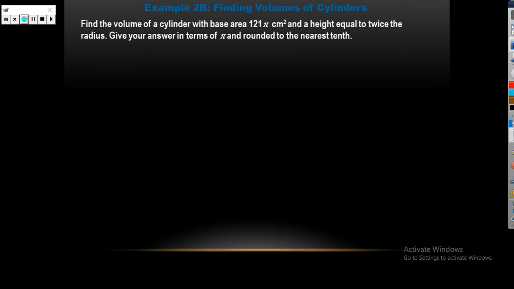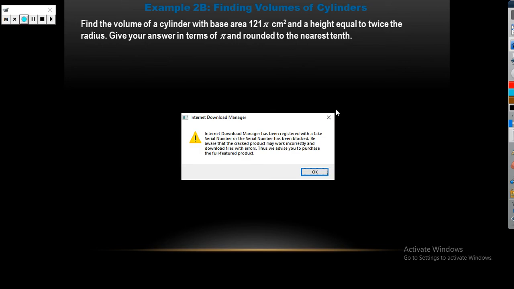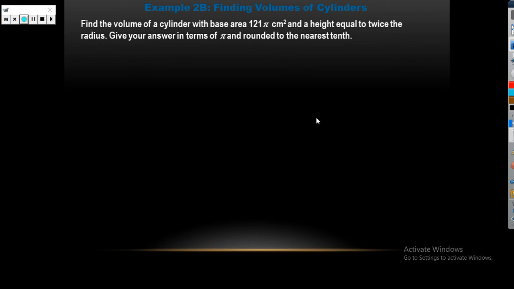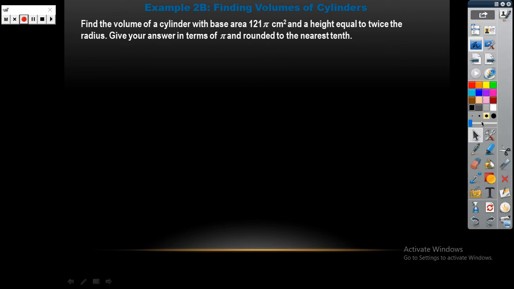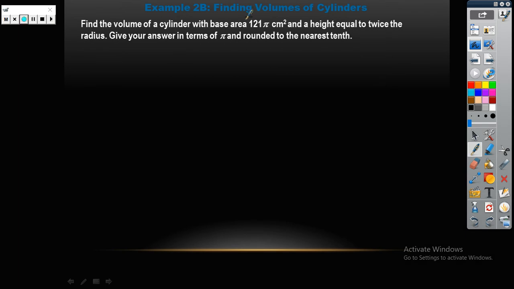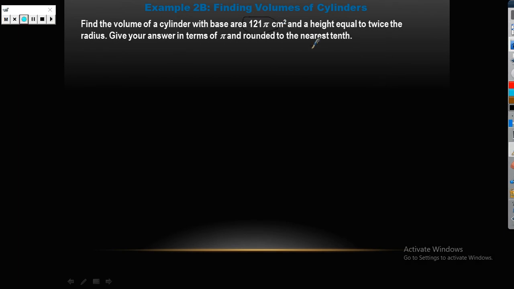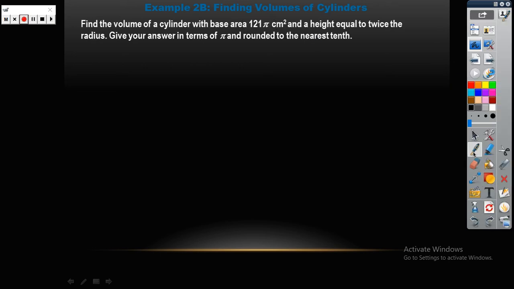Now, I need to find the volume of a cylinder with base area 121 pi centimeters squared and a height equal to twice the radius. What does that mean? The height equals twice the radius. So first I need to find the radius. So first he said the base area is 121 pi. So the base is a circle. So the area is pi r squared.